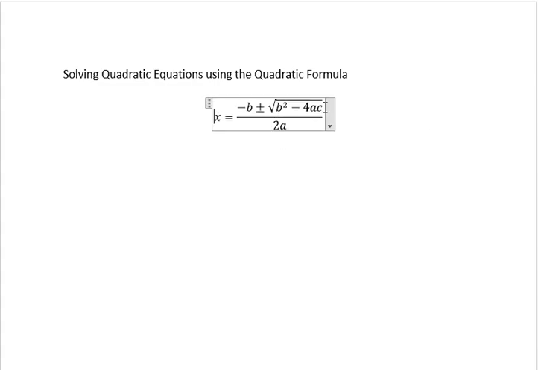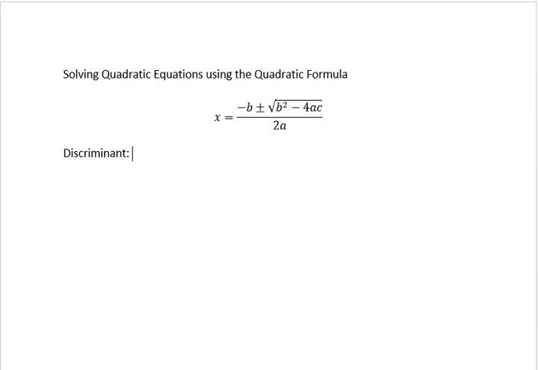There is my quadratic formula. X equals negative b plus or minus the square root of b squared minus 4ac all over 2a. Now I want to talk first about a specific part of the quadratic formula, the part written underneath the radical sign. This has a special name. We call it the discriminant.